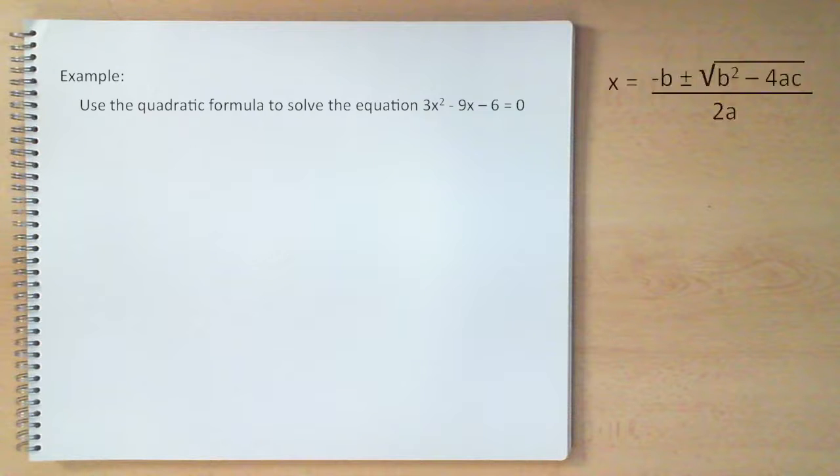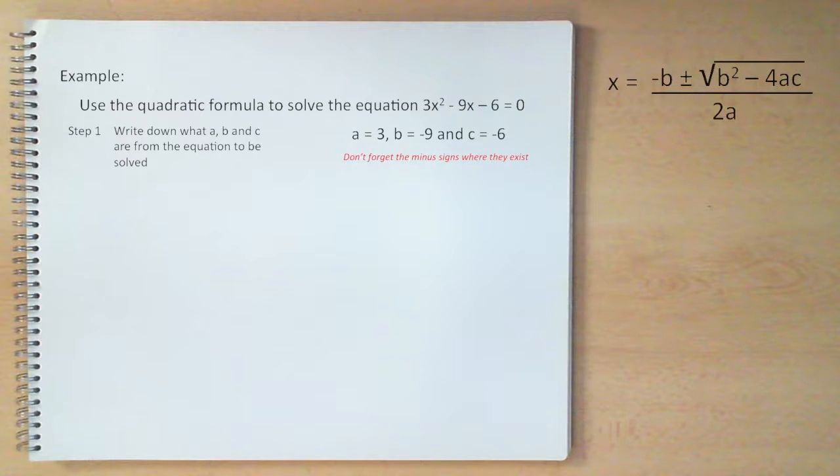First we need an example. We're going to use the formula to solve this equation, 3x squared minus 9x minus 6 equals 0. Whenever you know you're going to have to solve an equation using the quadratic formula, find the formula and write it down. Then write down what a, b and c are from the equation to be solved. Remember, don't forget the minus signs. They are very, very important.